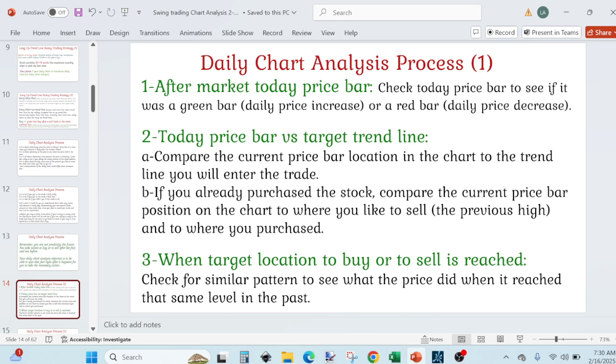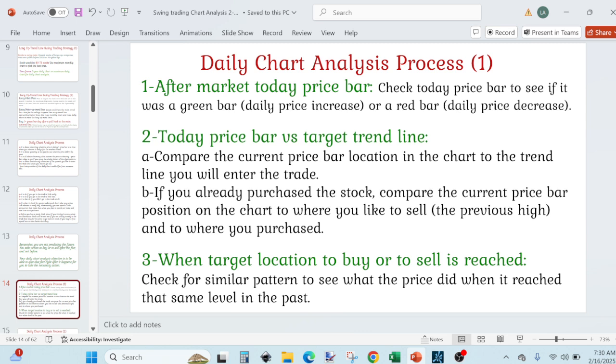Okay, and again, during the process, when you're analyzing the chart, you're analyzing the chart after the market closed. So you want to see the price bar of the day that the market closed. You want to see the price bar. Is it a green bar? Is it a red bar?